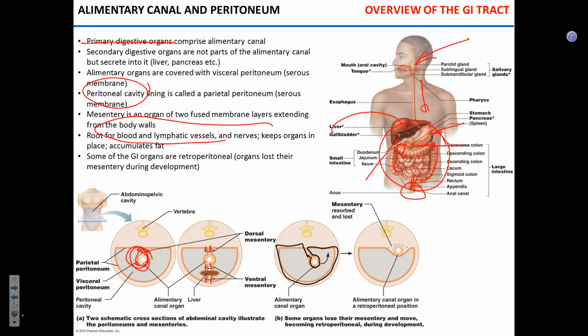Okay. Some of the organs of the alimentary canal are retroperitoneal, which means they are behind the peritoneum. Okay, right here, for example. So that's peritoneum, and this is a retroperitoneal organ, like the ascending or descending colon. Kind of moved behind.